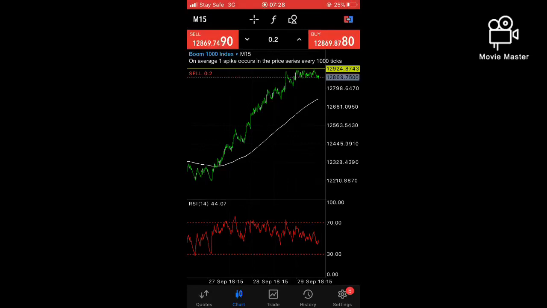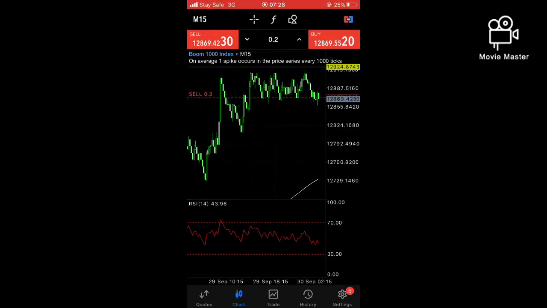Alright guys, today I'm going to be showing you how I entered a trade on Boom 1000. I just took the trade already, and I'm going to show you the things that I saw, or what made me take this trade. So let's zoom into this chart and take a good look at it.